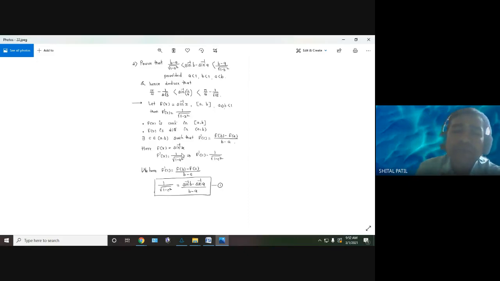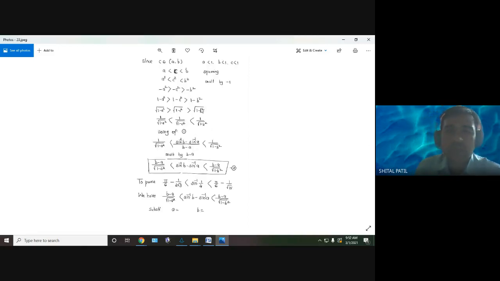f of x is sin inverse x. f dash of x is 1 upon root of 1 minus x square. So f dash of c is obtained as 1 upon root of 1 minus c square, and f of b minus f of a divided by b minus a is written as sin inverse b minus sin inverse a divided by b minus a.